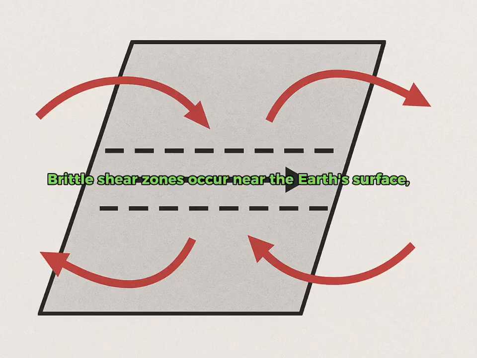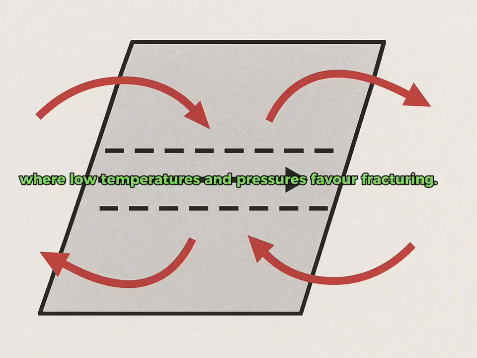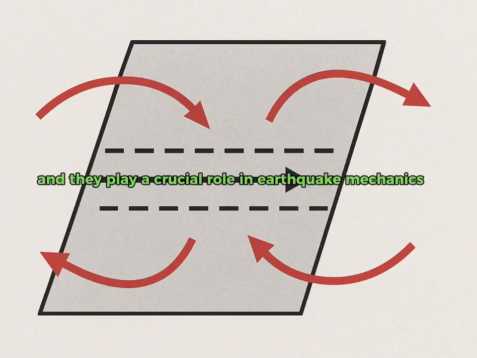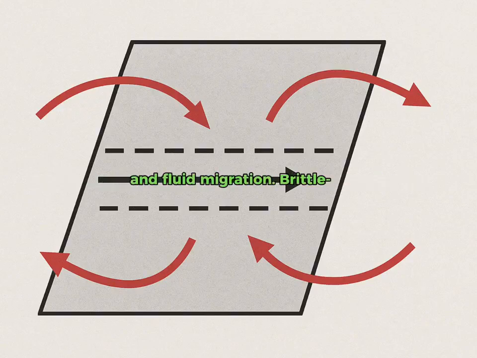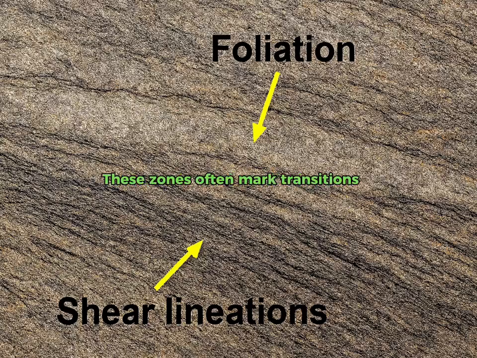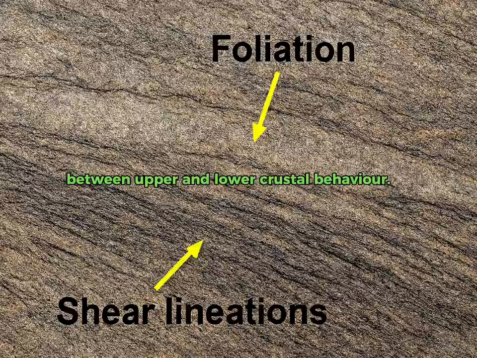Brittle shear zones occur near the Earth's surface, where low temperatures and pressures favor fracturing. These zones are characterized by faults, breccias, and cataclasites, and they play a crucial role in earthquake mechanics and fluid migration. Brittle-ductile shear zones form under intermediate conditions and exhibit a combination of brittle fracturing and ductile flow. These zones often mark transitions between upper and lower crustal behavior.